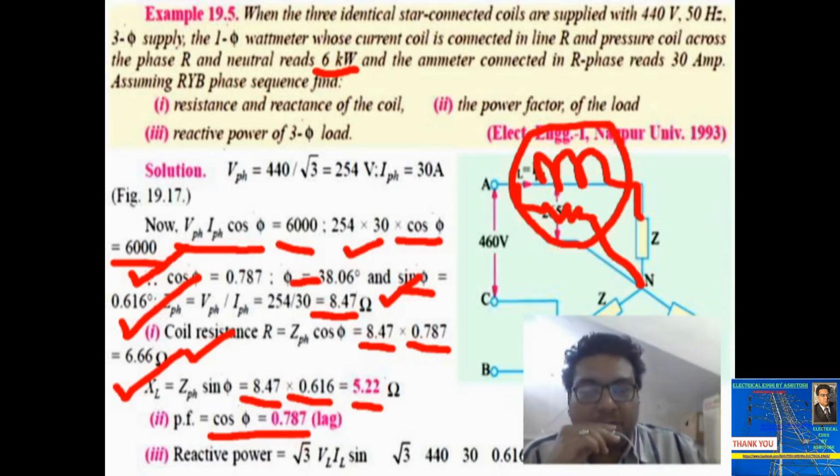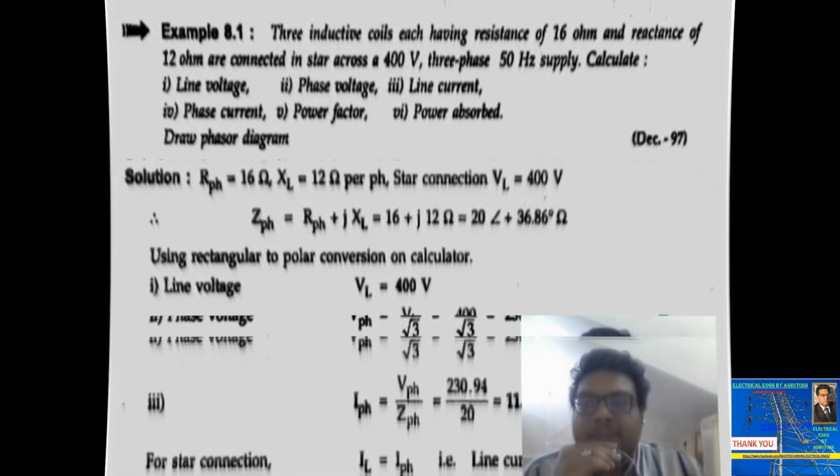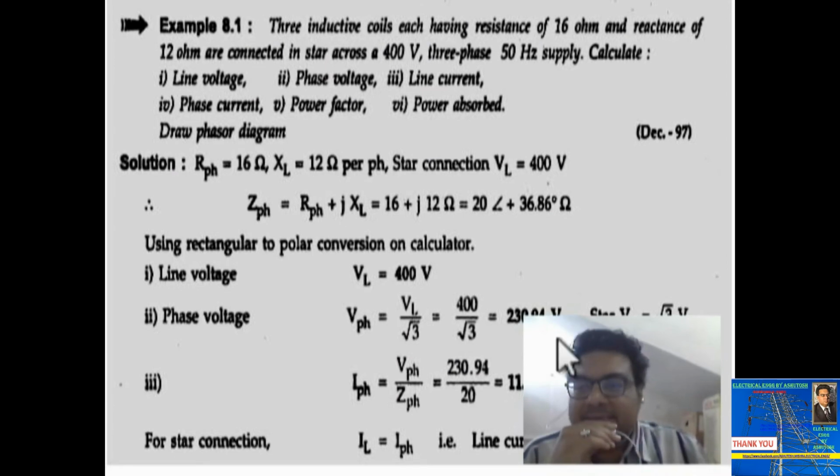And then reactive power, you can see from here Q is equal to root 3 VL IL sin phi. Then just put the value of line voltage, line current, then sin phi, and then you will get the power. This will be called reactive power, 14.083 volt ampere. So guys, next numerical is this.